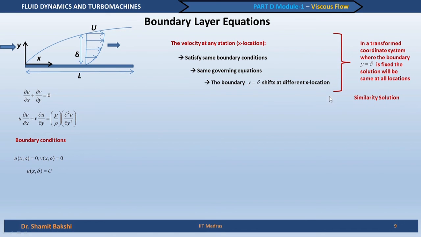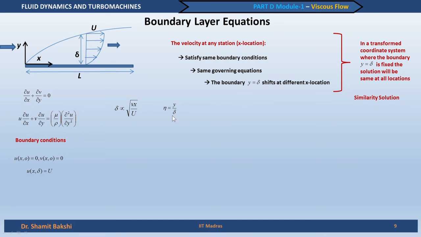So, how to seek that kind of an approach? The only task remaining before us is to write this equation in a transformed coordinate system in such a way that this boundary becomes a fixed boundary. Delta, of course, we know is a function of x, so it is changing at every x. So, we define a new variable called eta. What is this eta? Eta is defined as y by delta.